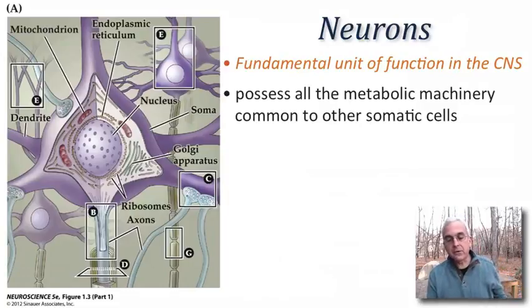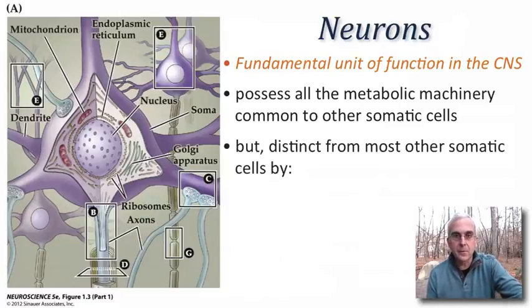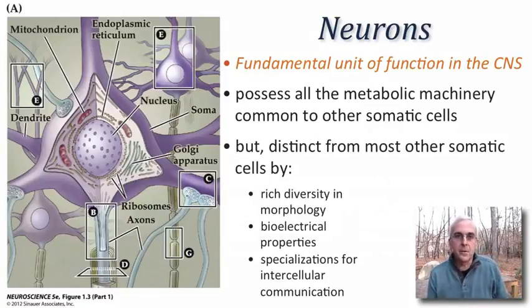Now, neurons possess all the metabolic machinery that are common to other somatic cells. So there's a region of the neuron that contains the nucleus and many of the organelles that are necessary for cellular life. So in that respect, neurons are very much like other somatic cells. But in several important respects, neurons are quite distinct. Neurons come in a rich diversity of form, and we call that form morphology. So when one sees diversity of morphology, you should be thinking that there might also be diversity of function or physiology, and indeed that's the case, as form and function and structure are intimately connected within the central nervous system, even at the level of individual brain cells.